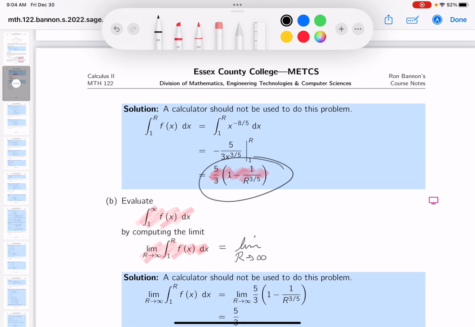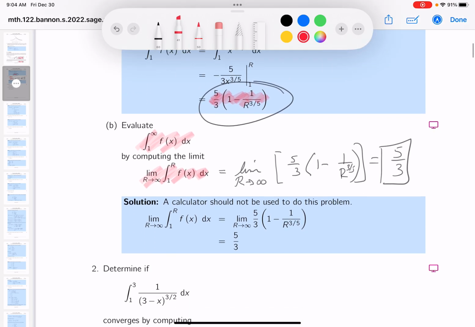And what are you going to get over here? Let's write this down. 5/3 times 1 minus 1 over r to the 3/5. And what's that limit going to be equal to? 5/3. All right, let's get a key out, see how we're doing. And I'm seeing it right here, right here. Thank you.